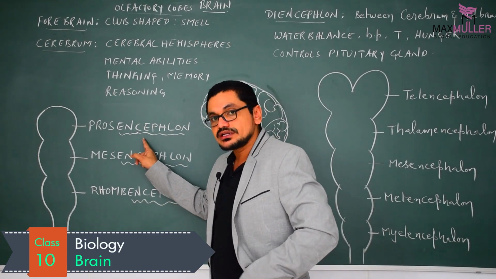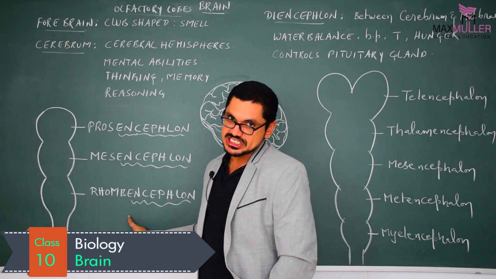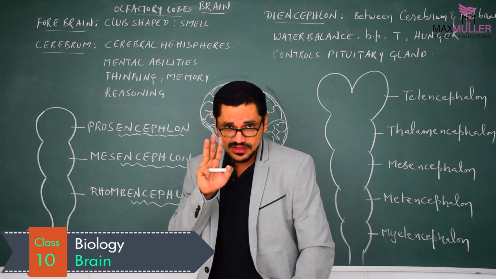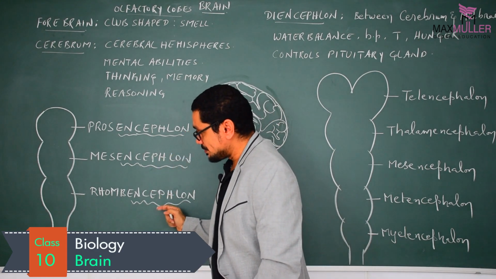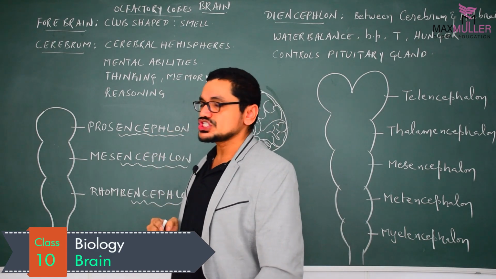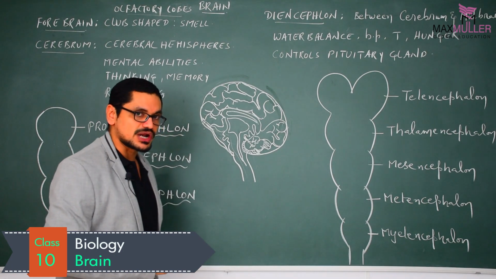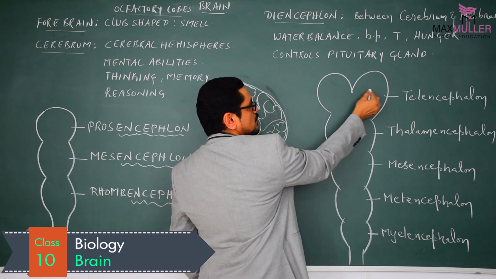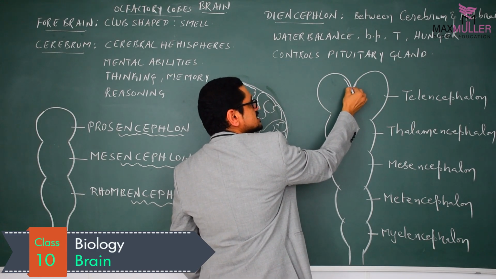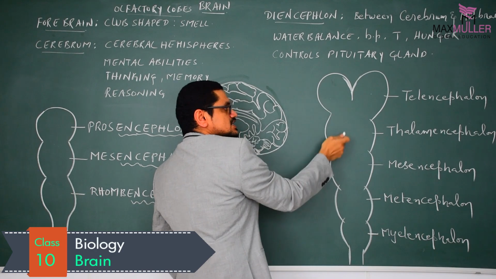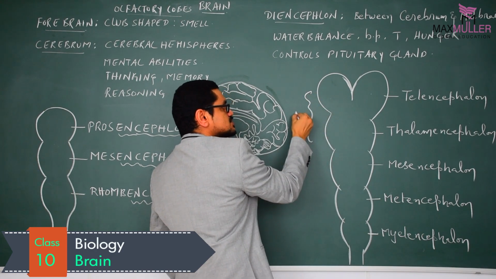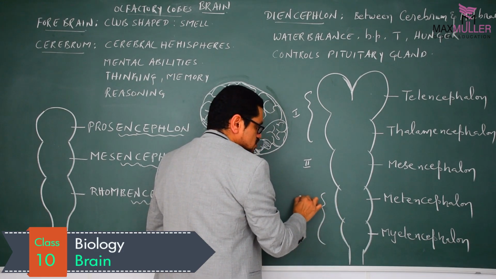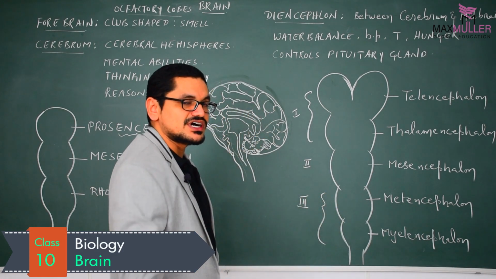So prosencephalon, mesencephalon, rhombencephalon. First part of the brain, second part of the brain, and the third part of the brain, which is called rhombencephalon. If you observe the prosencephalon, the first part of the brain, it again shows two parts. See now, you can see a small diagrammatic representation here. You can see the two portions. These two portions come under the first part of the brain, and this comes under the second part, and this comes under the third part of the brain.